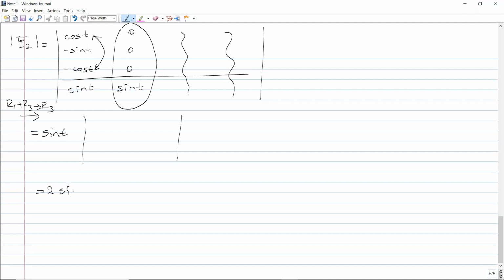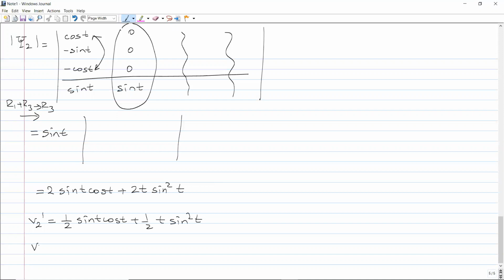2 sine t cosine t plus 2t sine squared t. And for V2 prime, remember, again, you need to divide this determinant by the determinant of C, which is 4. So you get 1/2 sine t cosine t plus 1/2 t sine squared t.